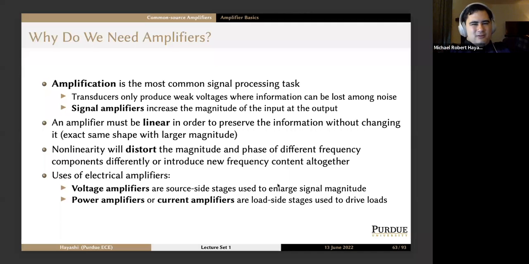If you're an applications person, you would divide electrical amplifiers into two categories. Voltage amplifiers are on the source side, and they're used to enlarge the signal magnitude. And then you talk about power amplifiers or current amplifiers on the load side in order to drive loads based on your requirements.